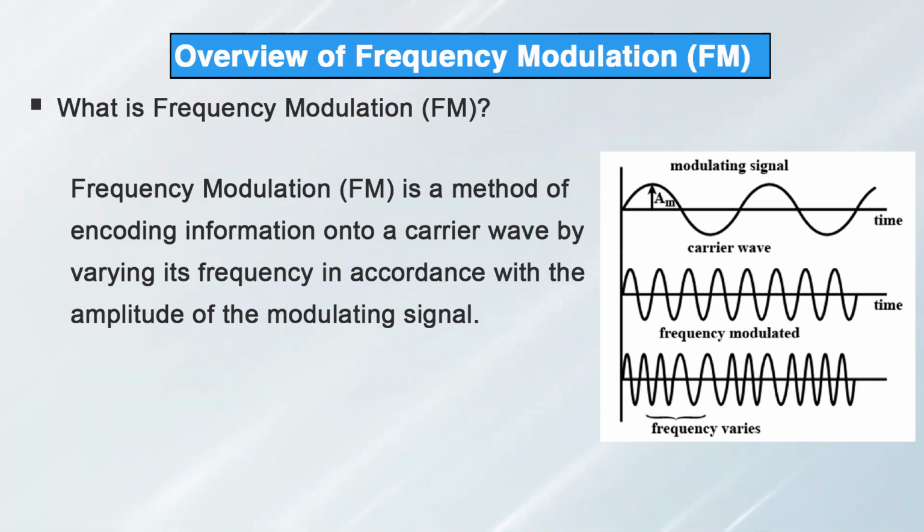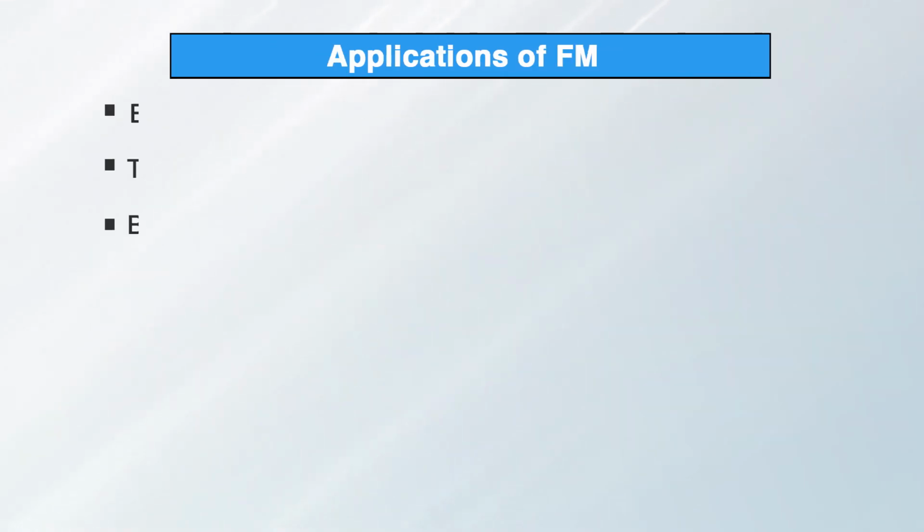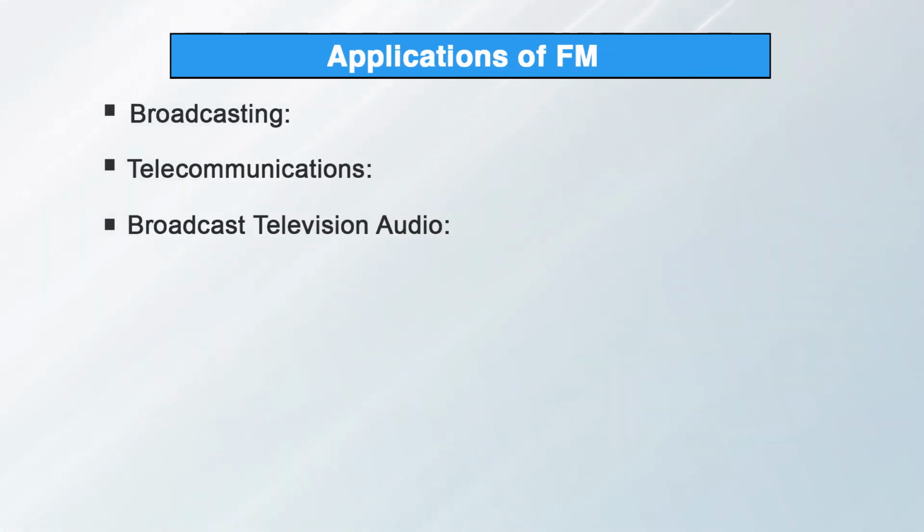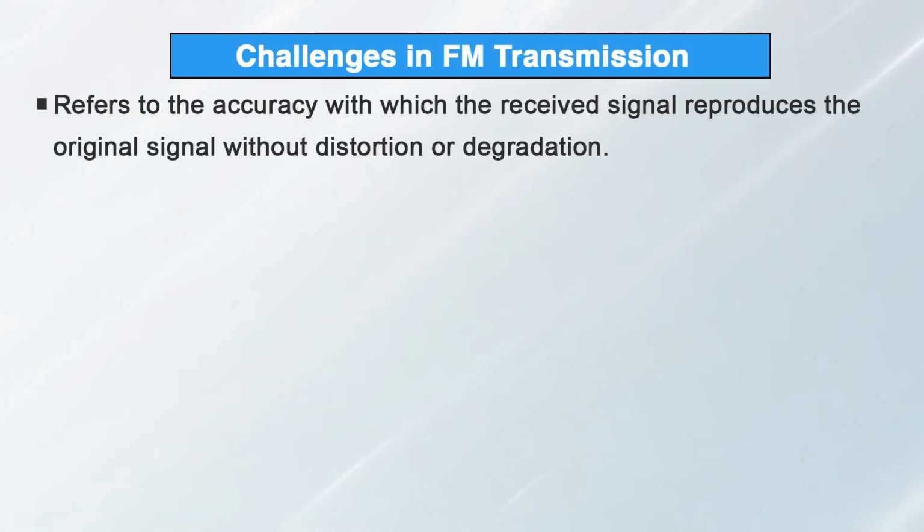The modulation technique is widely used due to its resilience against amplitude variations and its ability to deliver clear audio signals over long distances. FM is extensively employed in applications like broadcasting and telecommunications. It also finds its application in broadcast television audio. However, FM transmission faces inherent challenges that affect signal fidelity and reception quality.